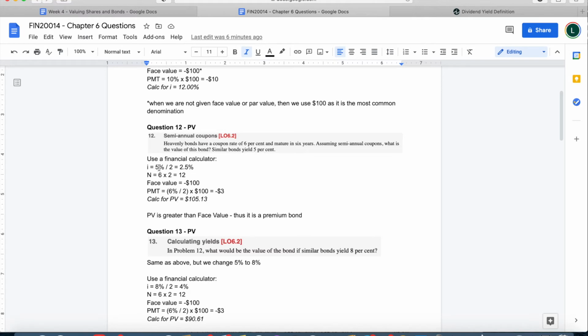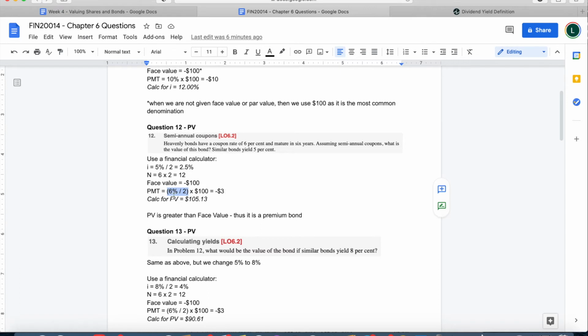So we know our interest rate is 5, but we have to divide by 2, so we get I is 2.5. Our N, we have to times it by 2, because it's semi-annual, so we've got 12. Face value, we're not given it, so we use 100. And then we've got our payment, so we've got our coupon rate, divide by 2, so that equals 3%, times by 100, which equals a negative $3 payment.